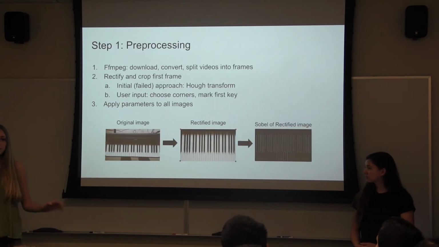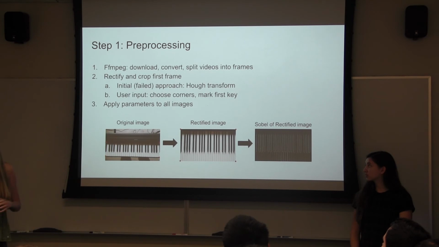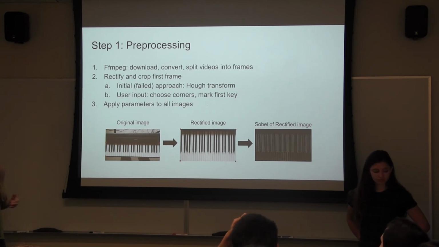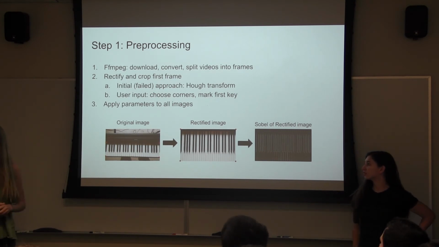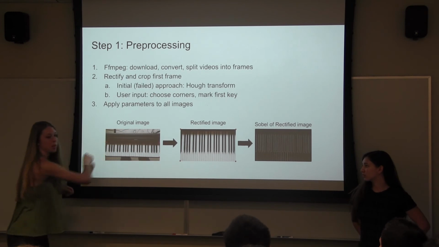We have a pipeline of mainly three steps: pre-processing, then mapping out where the keys are on the keyboard, and then actually finding which keys were pressed. The first step is pre-processing, which includes downloading the video, splitting it into 30 frames per second, taking the first image without any hands, finding the homography matrix, cropping it, and rectifying it. To do that, we first tried the Hough transform, but that didn't work as well as we wanted because the lines of the keyboard are very dark at the top, so we couldn't fit it very well.